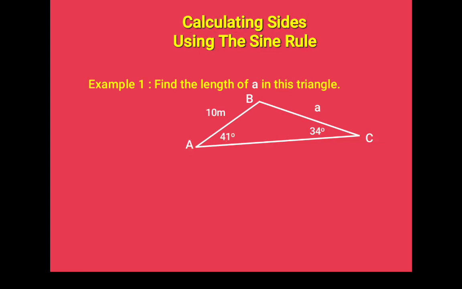All right, another example is going to help. Suppose we are given triangle ABC in which angle A is 41 degrees, angle B is not known, angle C is 34 degrees, side AB is 10 meters, and side A is not known. It's for us to calculate.